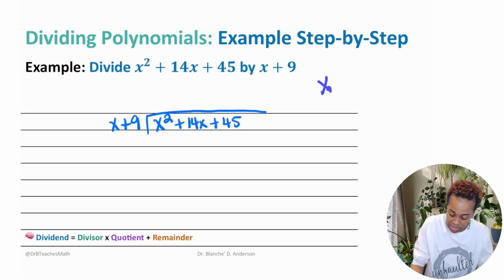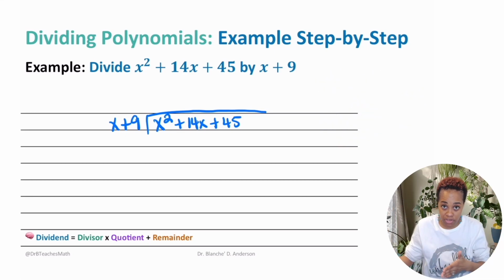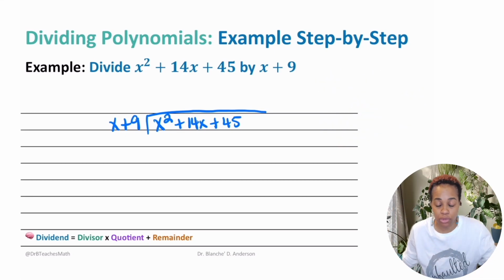For example, let's say this was x squared plus 45. You would write it as x squared plus 0x plus 45, because when you're doing the division, you want to combine the right terms. You want to combine like terms. So if you fill in the missing place values with 0, that'll help keep everything lined up. I'll do an example of that so you can see what that looks like.